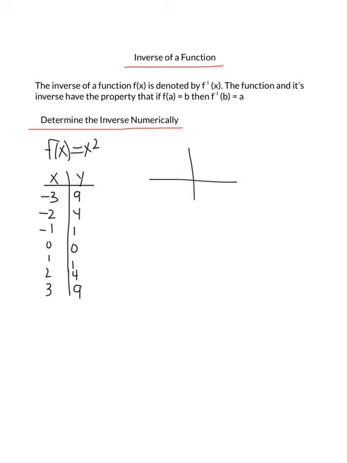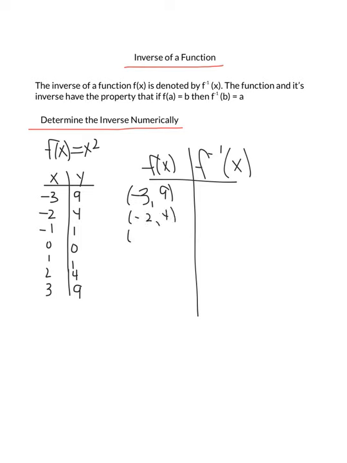Before we can start doing this, I am just going to create a new table. So on the left hand side it will be f of x, and on the right hand side it will be f inverse x. So what I'm going to do now is take the information on the first table and input it into the second. So in f of x we have a couple of coordinates: -3, 9, -2, 4, -1, 1, 0, 0, 1, 1, 2, 4, and 3, 9.